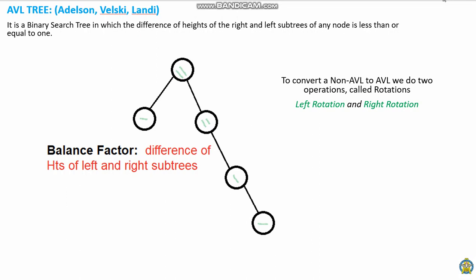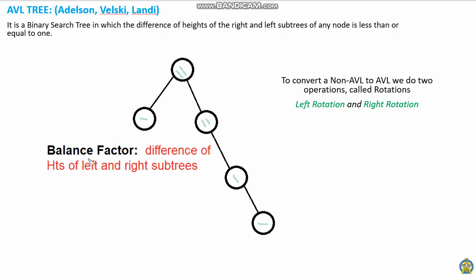Dear friends, we are now going to see what is called an AVL tree, named after these three people, Adelson-Velsky and Landis. So it is a binary search tree. Here is the property: an AVL tree is a binary search tree in which the difference of heights of the right and left subtrees of any node is less than or equal to 1.